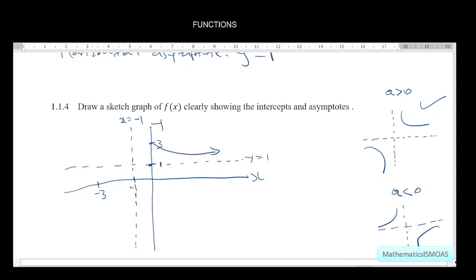This will be our graph in the first quadrant of the asymptotes, and this will be our graph in the third quadrant of the asymptotes. So this will be our sketch where the x and the y intercepts are clear, as well as our asymptotes.